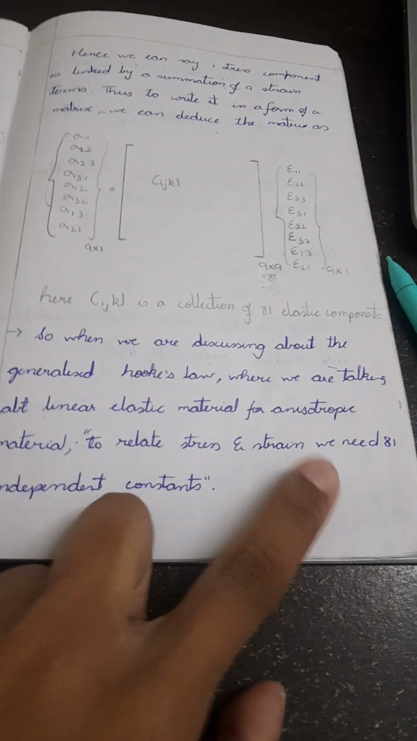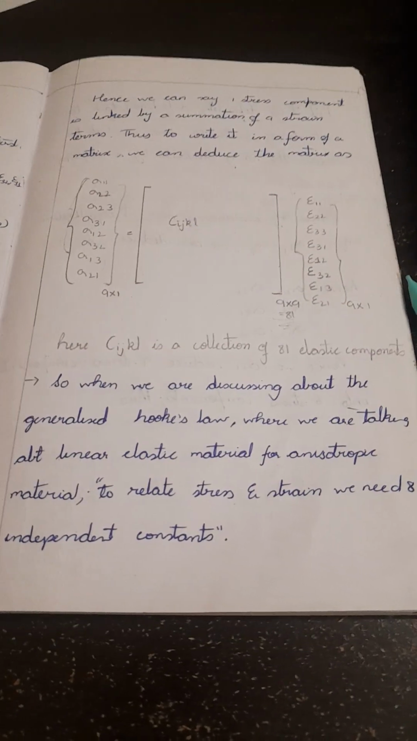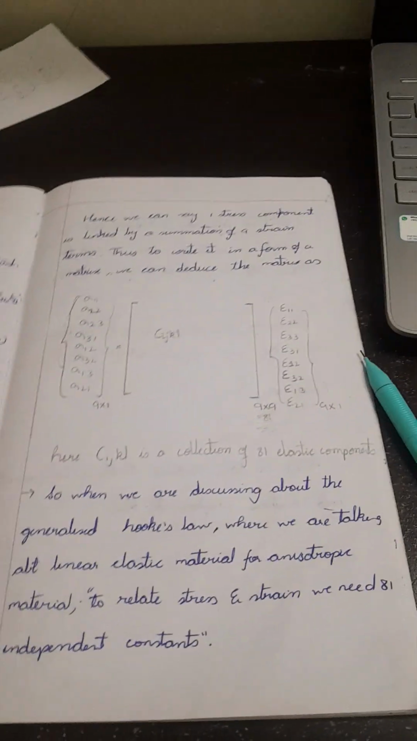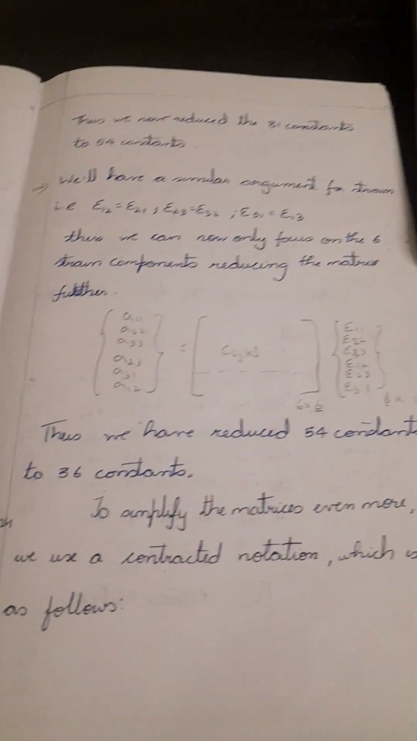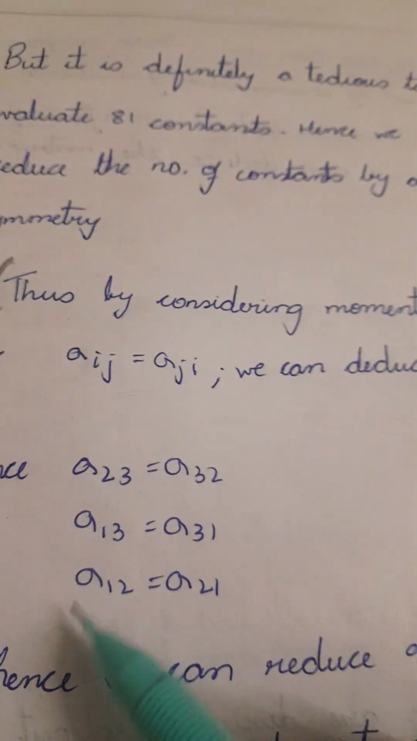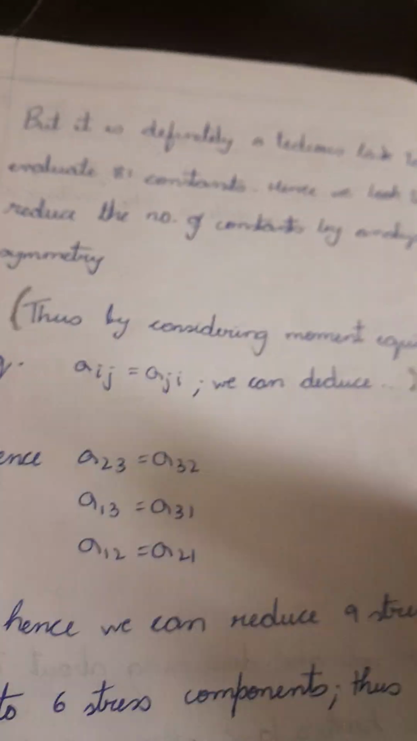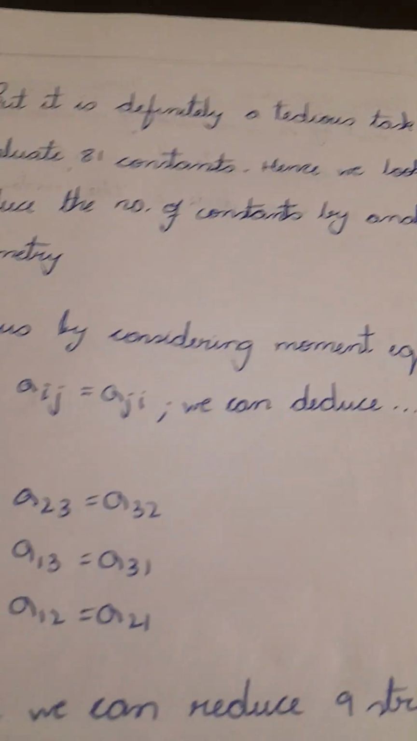Okay, so basically what Hooke's law states here is, to relate the stress and strain, we need 81 independent constants. But you and I, everyone knows that computing 81 components is practically impossible for just one layer. So we need to simplify our study further to the maximum extent possible, right? So what I would be doing is considering an equilibrium such that ij and ji would be the same. That is, if I write 2 3, it would be the same as 3 2. 1 3 would be the same as 3 1, and 1 2 would be the same as 2 1, right? So there is some equilibrium that we are assuming.